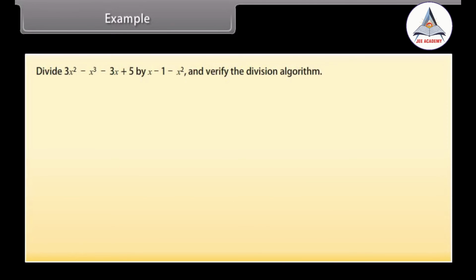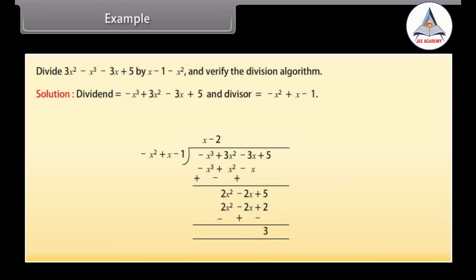Example: divide 3x square minus x cube minus 3x plus 5 by x minus 1 minus x square, and verify the division algorithm. Solution. Firstly, we will write both the dividend and divisor in decreasing orders of their degrees. Dividend is equal to minus x cube plus 3x square minus 3x plus 5, and divisor is equal to minus x square plus x minus 1. By dividing, we get quotient is equal to x minus 2 and remainder is equal to 3.